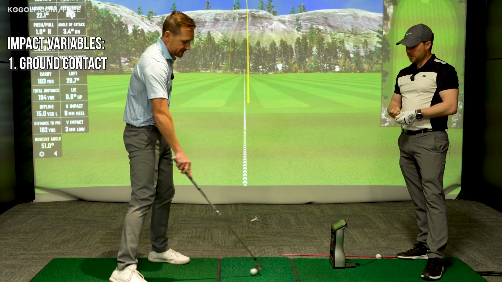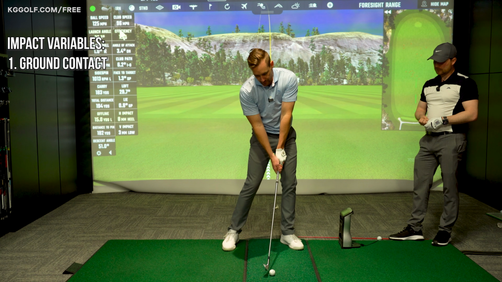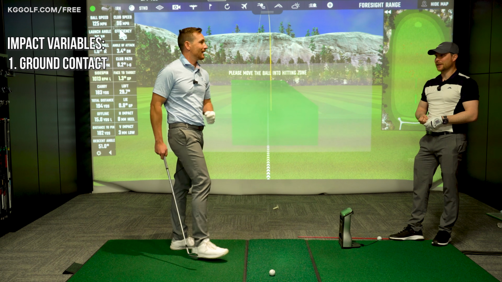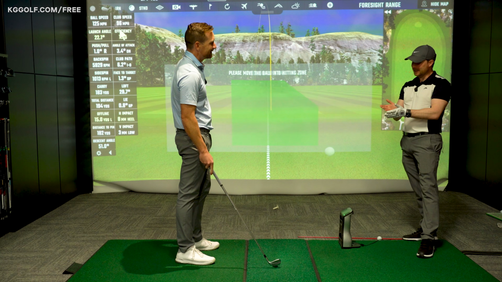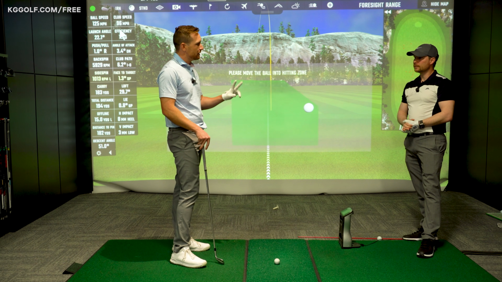Okay, so ground contact would mean first point of contact is behind the ball, at the ball, or in front of the ball. Or no ground contact at all, or in some cases. But we ideally want the sole of the club to at least be touching the grass in the right place first. So that's number 1. What's second?